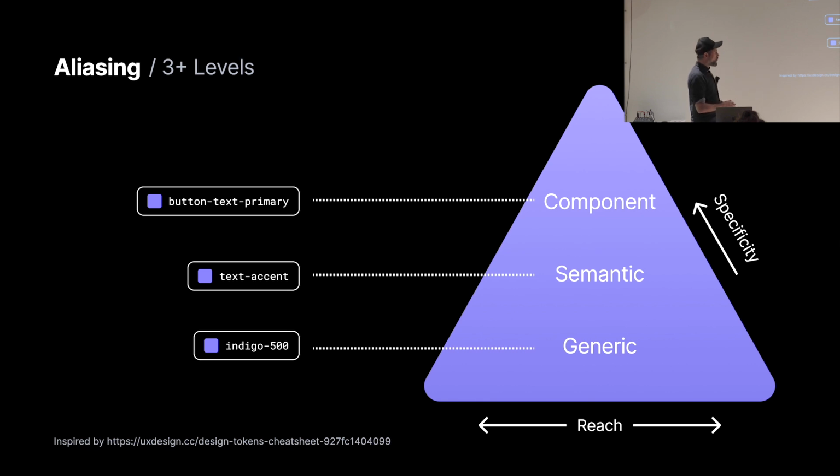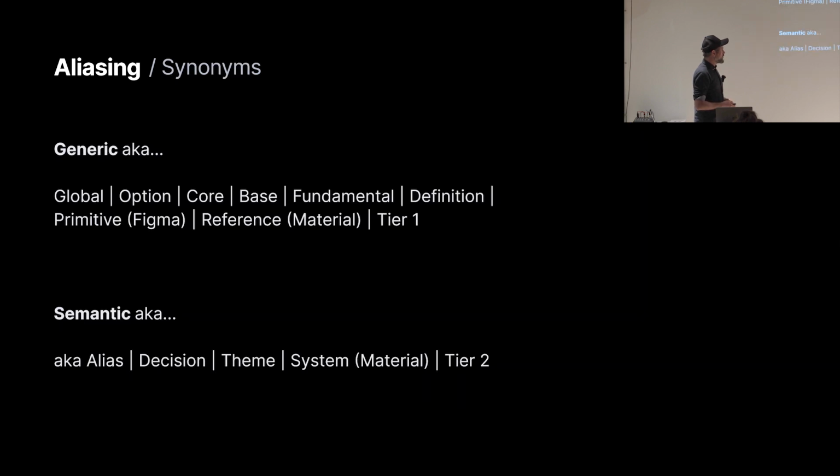We start with generic tokens, but we don't use these in our design. I will show you why in a moment. And then we have semantic tokens. That's what we would use for theming. That's what we use in our actual designs. And probably if it's a complex project or we have many different platforms to target, we might also have component level tokens.